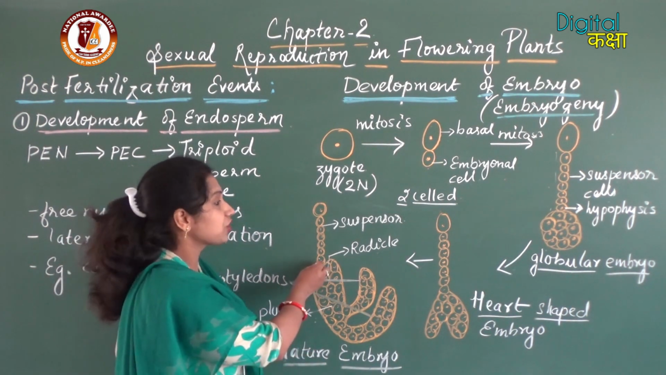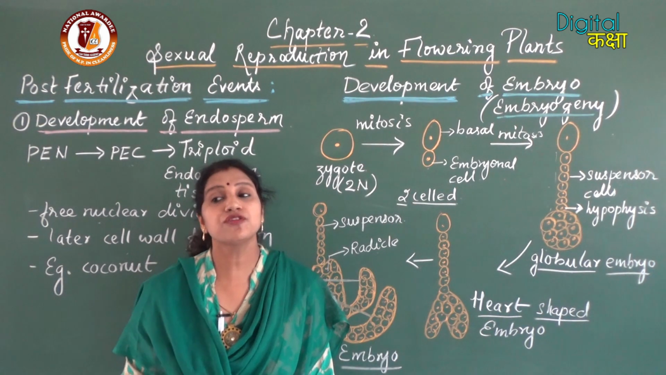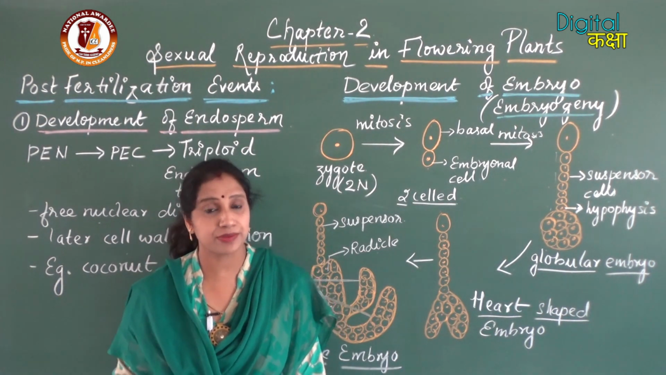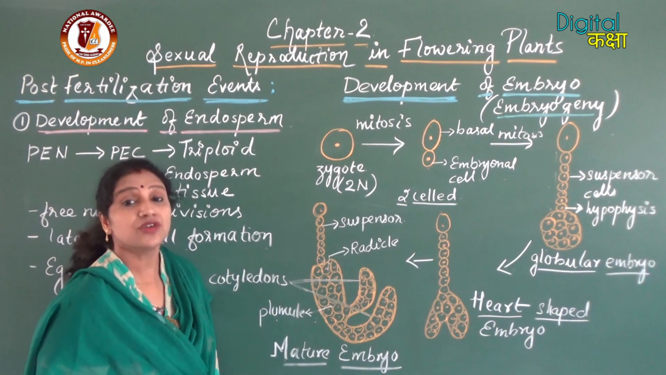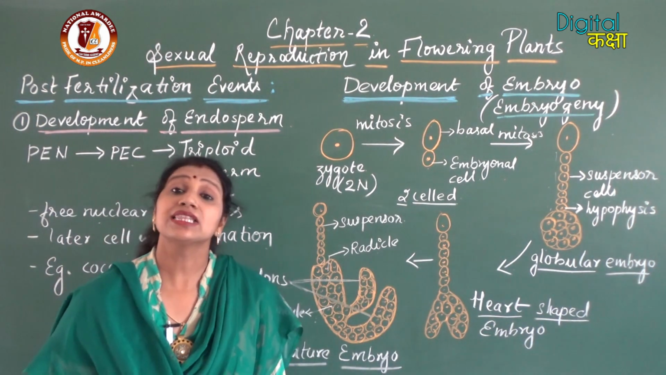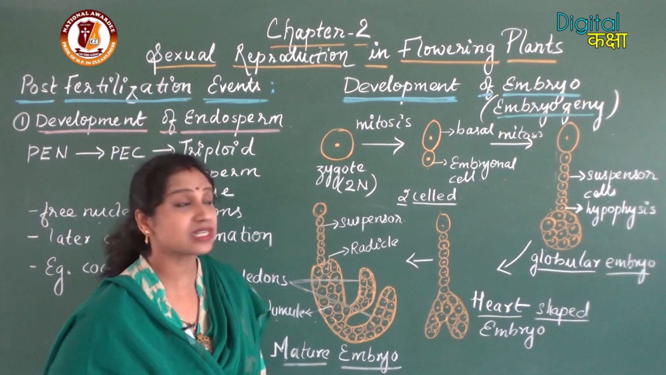Okay, so that is the function of hypophysis, which is the last cell of suspensor to form the root cap. So here we have reached the mature embryo stage, which is also called the torpedo stage. So once more we will see the stages.